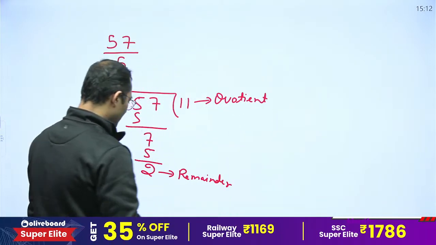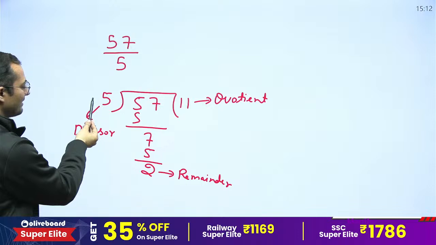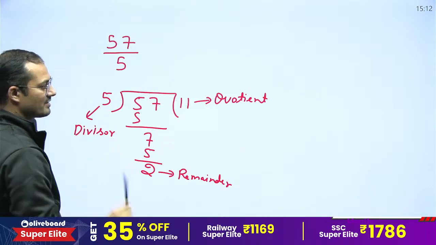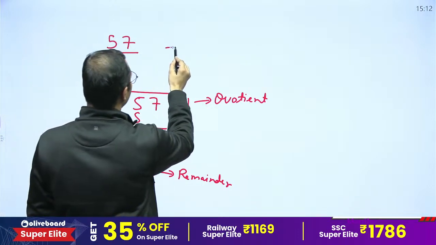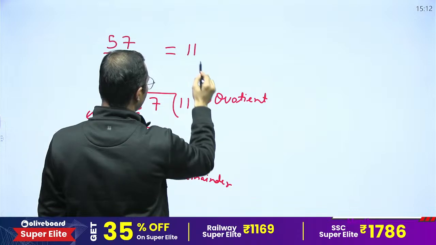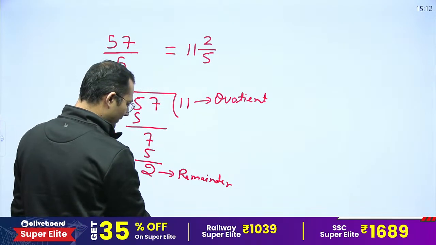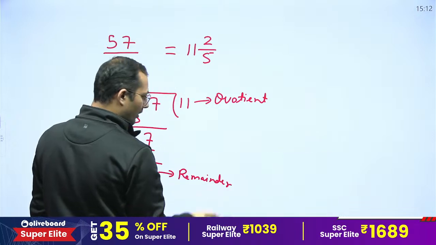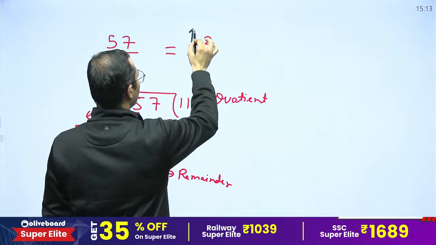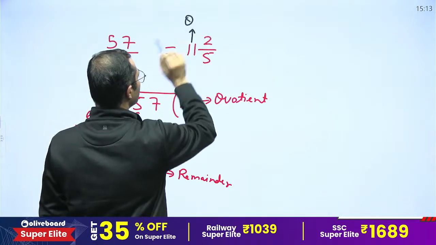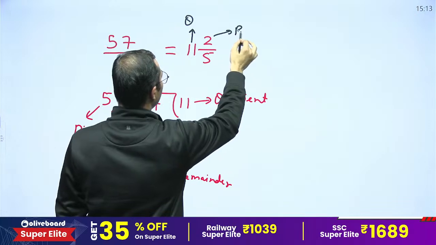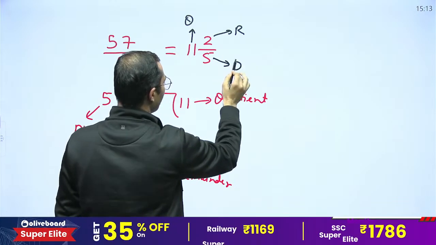See, the remainder must be less than the divisor. So we can write it as 11 whole 2 upon 5, right? Now I think this is very much clear. Mixed fraction is what? 11 is the quotient, 2 is the remainder, and 5 is the divisor, right?